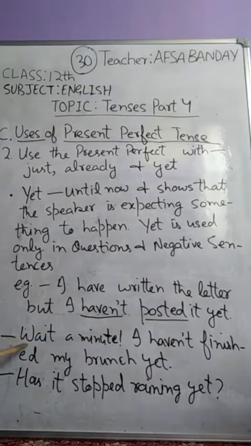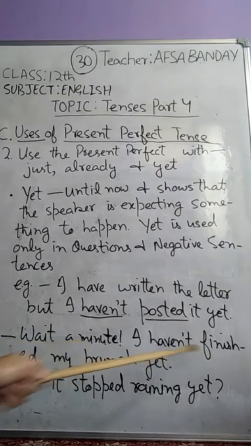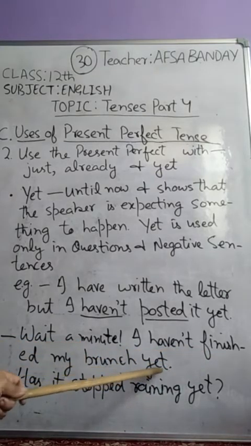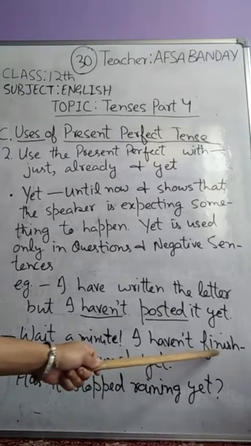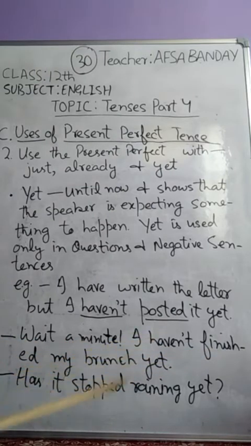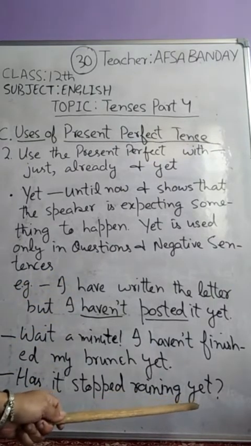Or let us have a look at this example. Wait a minute, I haven't finished my brunch yet. So we have used present perfect tense, and we have used yet in a negative sentence. And it's used also in questions. For example, has it stopped raining yet?